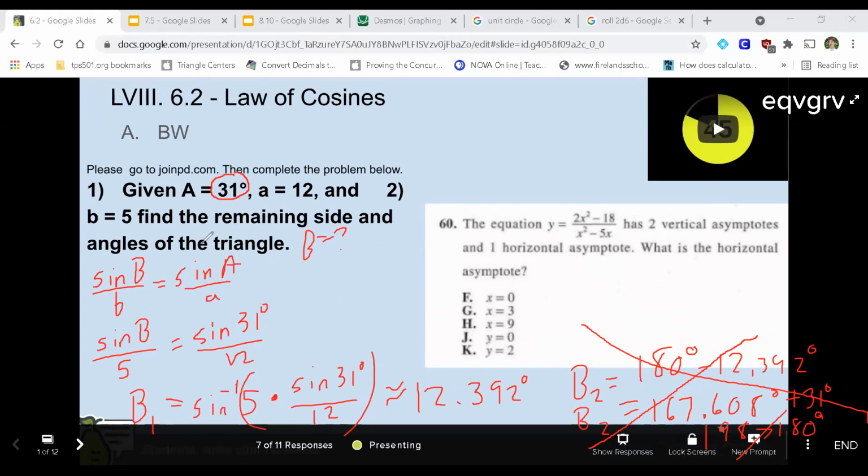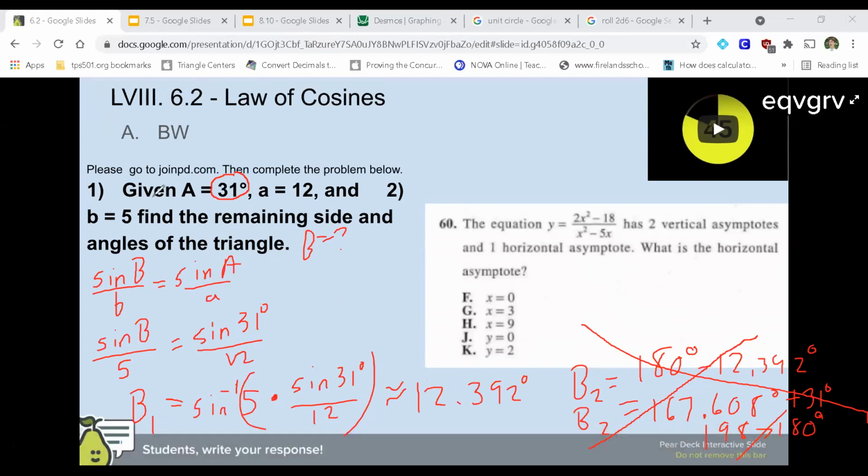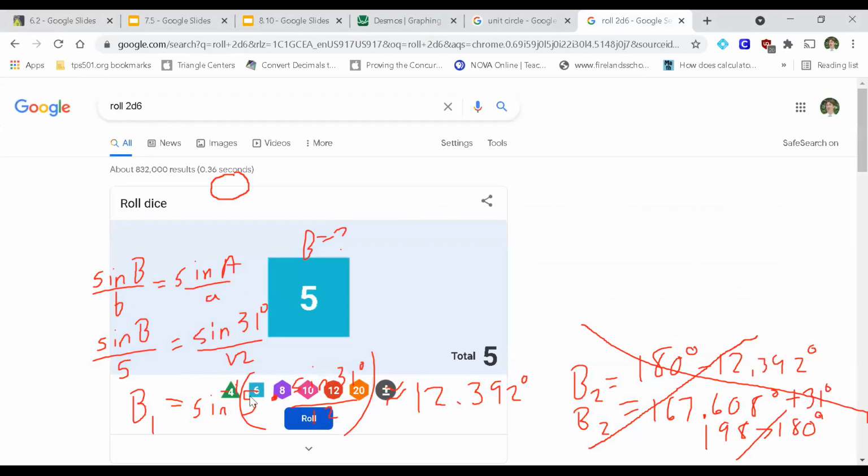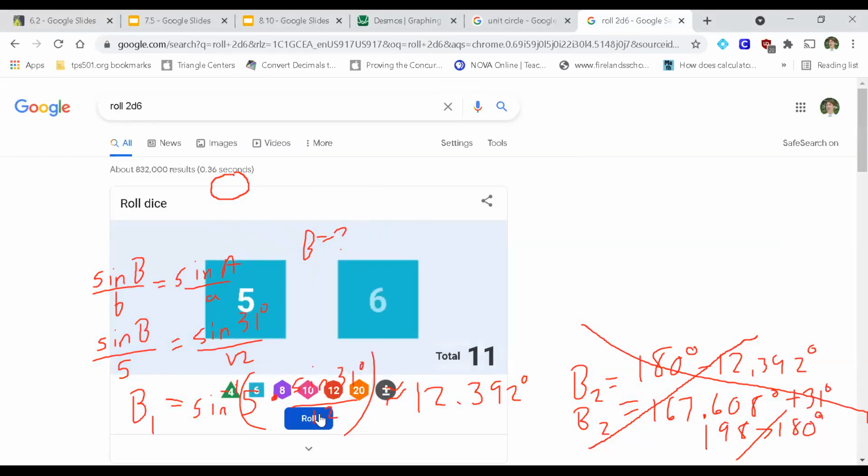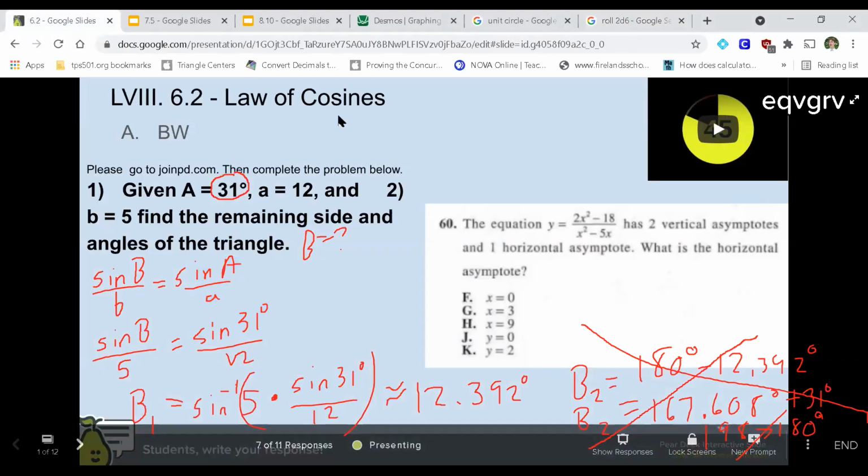So then we need to find angle C and side c. And those are, I feel like, pretty quick. But I don't know. Let's just go with a random person for this. Brianna, how do I find angle C?